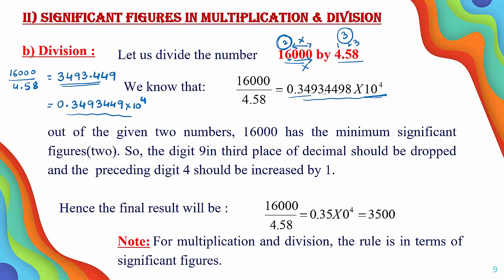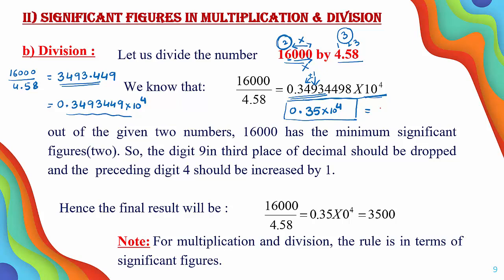0.34934498. Here I want only 2 significant figures, so I am going to round off the number. 0.3, then 9 here is greater than 5, so the preceding digit is increased by 1. So we get the final answer 0.35. The remaining is 10 raised to 4. So after rounding off, we will get the answer 0.35 into 10 raised to 4.